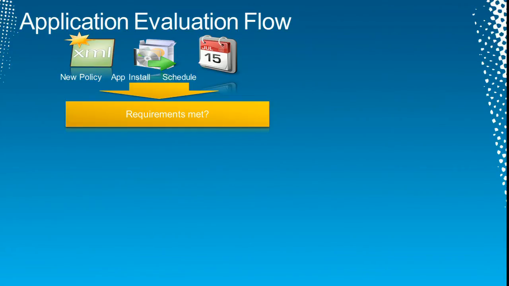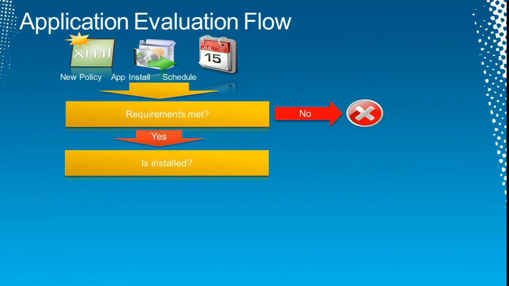Requirements met. So first thing, I run all those rules. Do I have a chance at installing or running this deployment type successfully? If I don't meet those requirement rules, then we fail the application. So we stop. No sense even doing anything else because we know we can't install because the requirement rules don't meet.